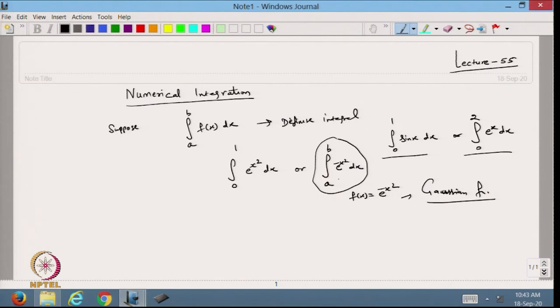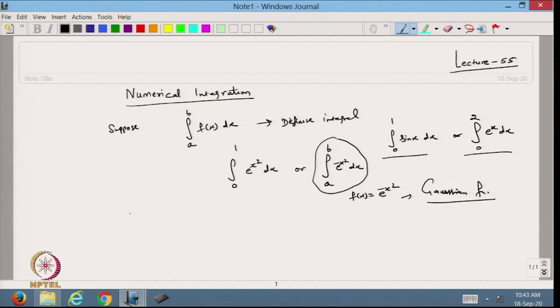So this type of integral we are unable to solve analytically. In that case we can solve this integral numerically. So this is the motivation for why numerical integration is needed.